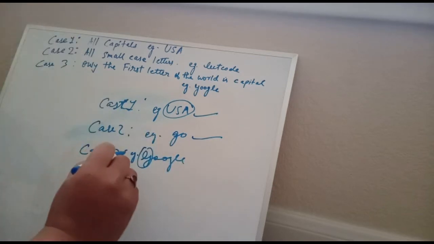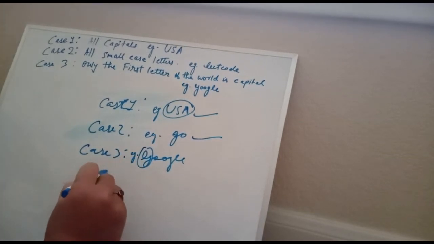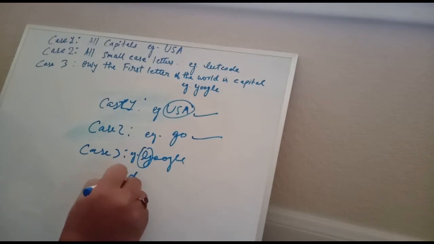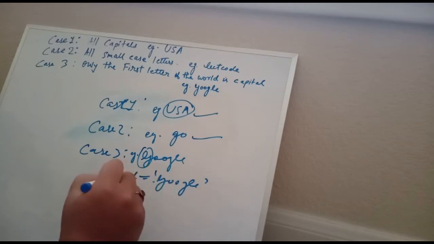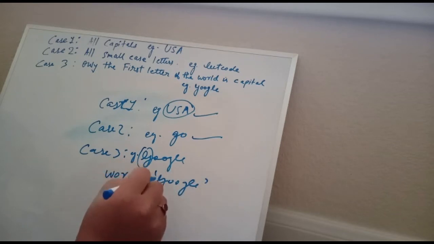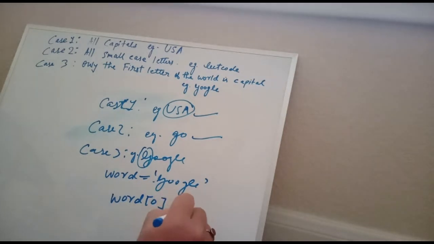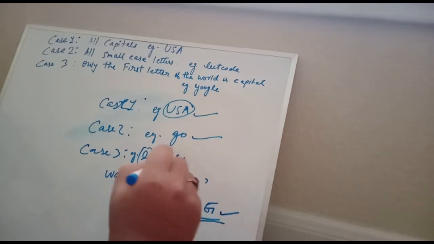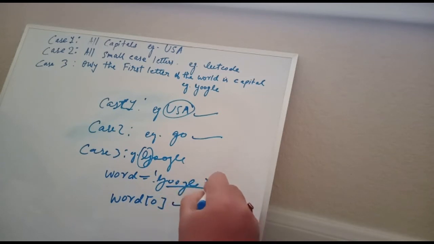So how will we define the index of the first word? If the word Google is in the variable name Google, then the index of the first word is 0. So if we want to access Z, word of 0 means Z. So we have to check if it is in capital. So if it is in capital and if all the other words are in small letter, then it satisfies the third case.